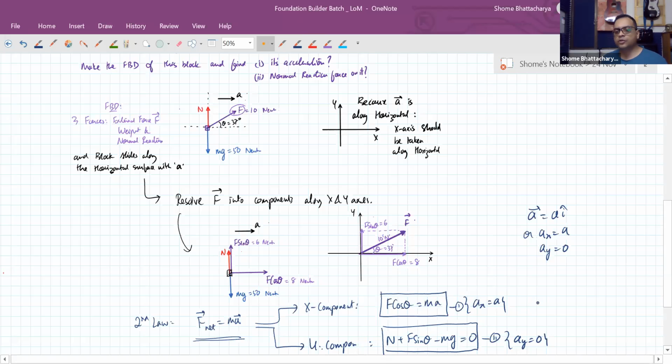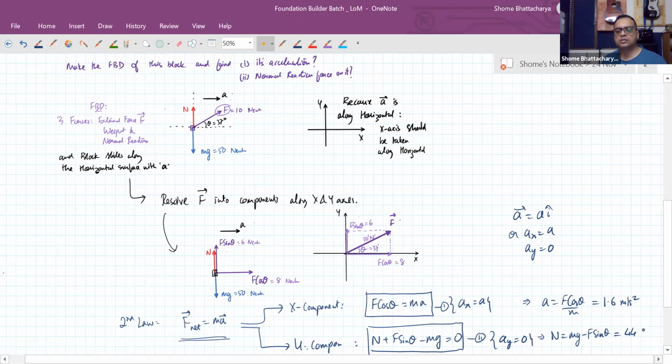Okay. So from this we will get the acceleration to be F cos theta by m, which when you substitute and calculate, should come out to be 1.6 meters per second square. And from this you should get the normal reaction as mg minus F sin theta, which when you calculate, should come out to be 44 newtons. Okay. So these are my two answers.